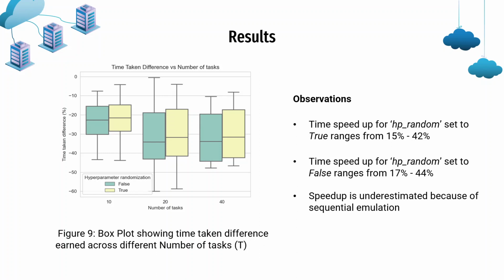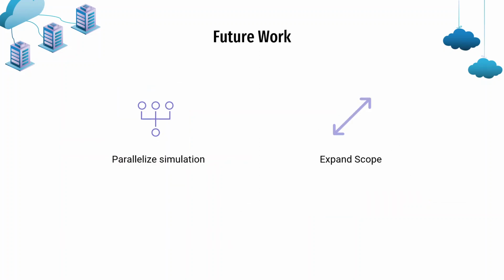Hence, we can notice that when HP_random is set to true, the time speedup ranges from 15% to 42%, and when it is set to false, it ranges from 17% to 44%. We should also note that the speedup is highly underestimated because our experiment environment sequentially emulates the actual distributed system. Hence, the time speedup would be much more massive in a parallelized distributed environment.